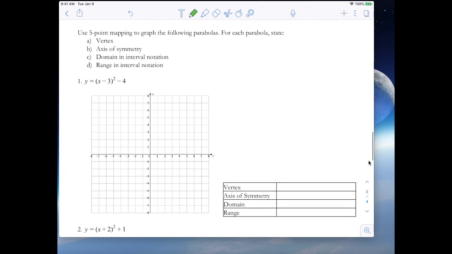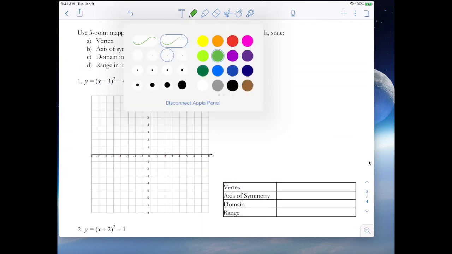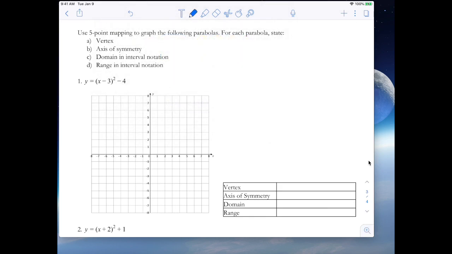Now, I know there are a number of ways to graph parabolas. I know some of you already know some of these ways. But what I want us to do while we're in this lesson and in this unit is use 5-point mapping. Very similar to what we did at the start of this lesson, I want us to start by using our 5 important points.